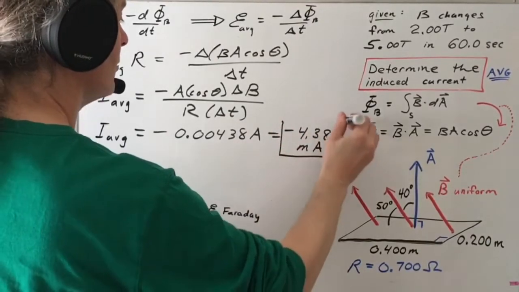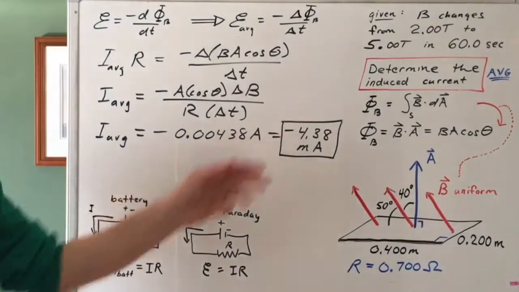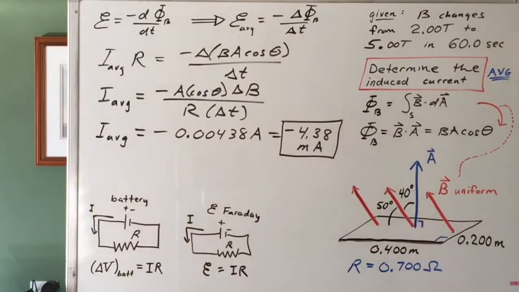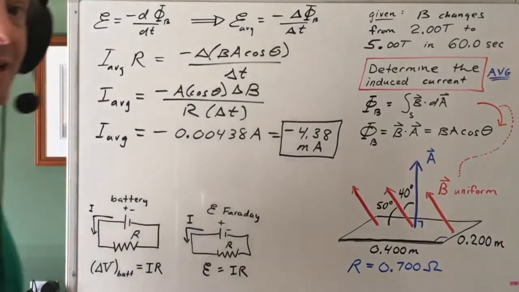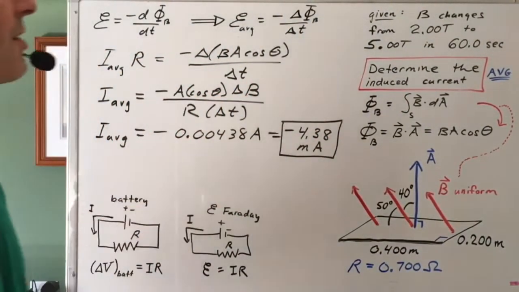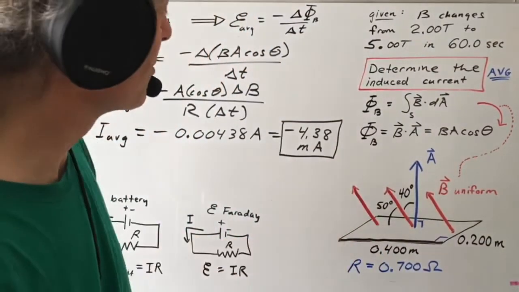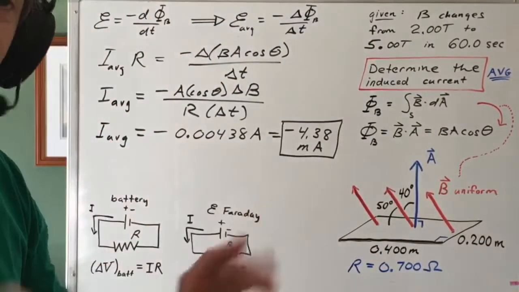Okay, now we need to interpret that. I've got a minus sign, but what does that mean? Well, if you're not careful, it won't mean anything. If you've been really careful, the minus sign will allow you to figure out the actual direction of the induced current. So here's how that works.